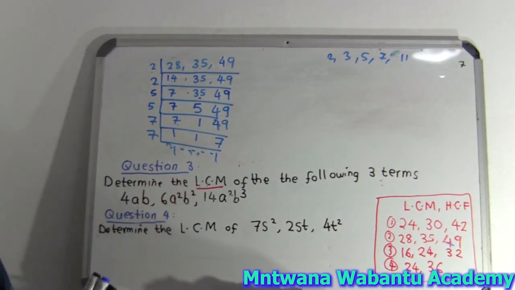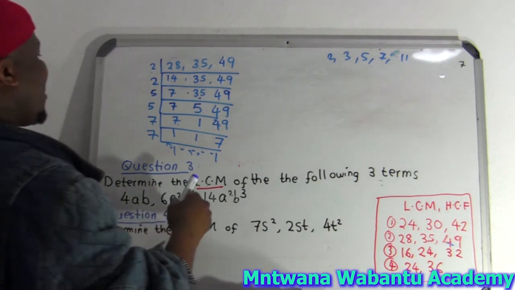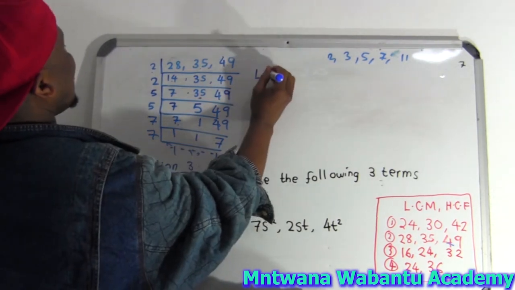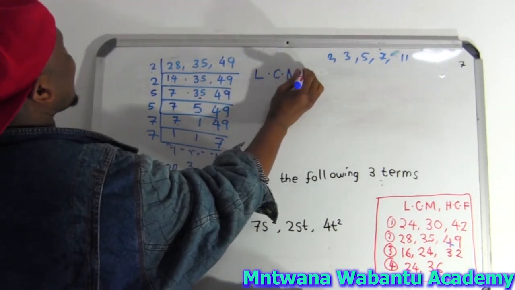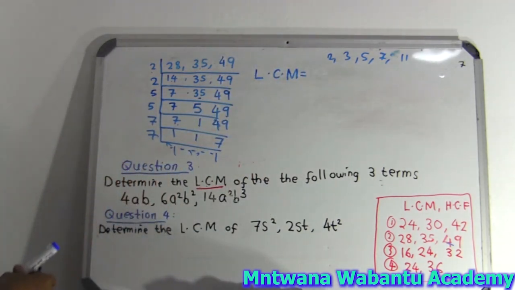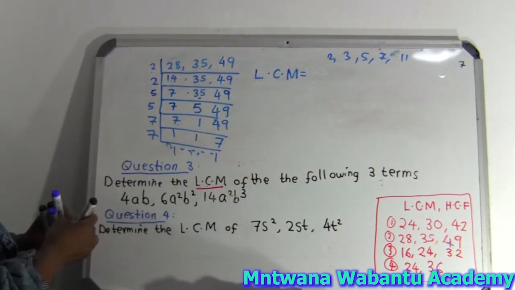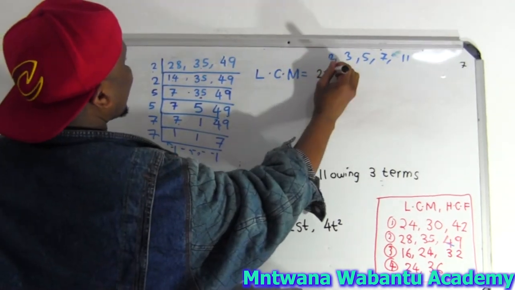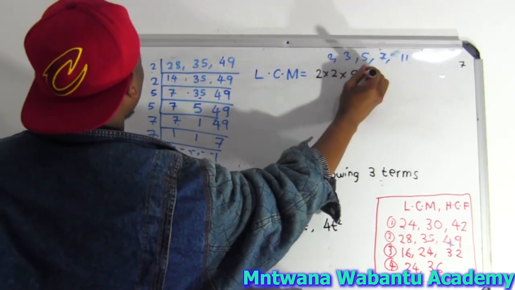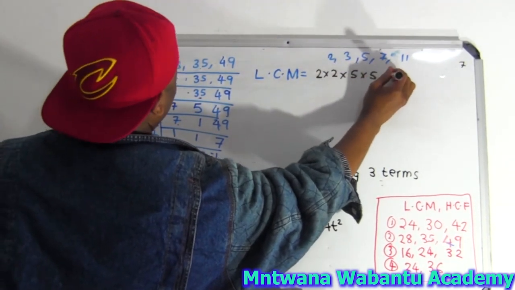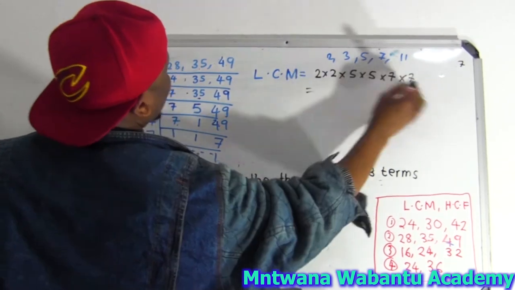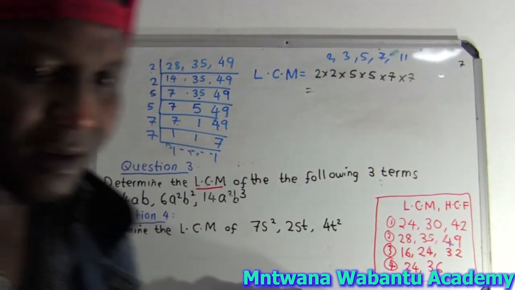Okay, so our lowest common multiple, the lowest common multiple for this case. What is the lowest common multiple for this case? Multiply all this group here. It's going to be 2 times 2 times 5 times 5 times 7 times 7.